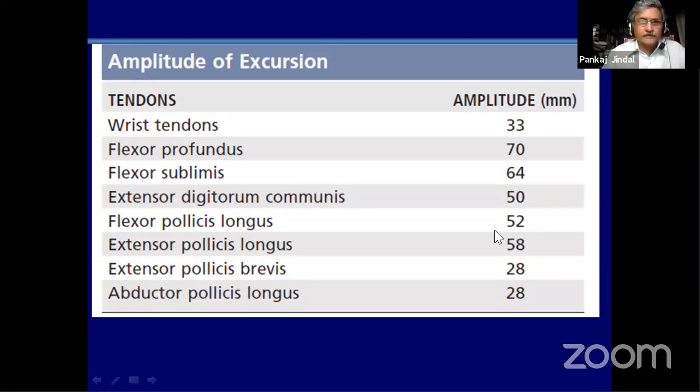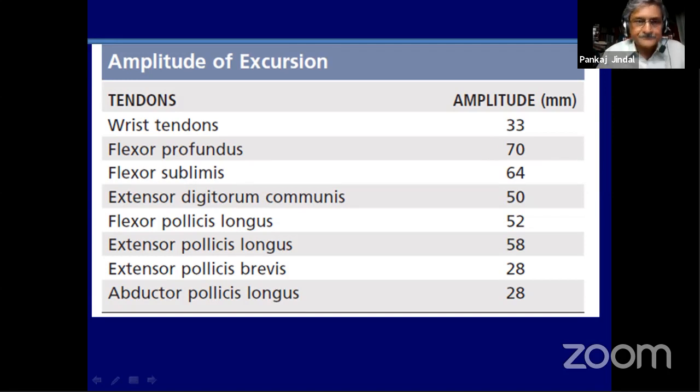Next thing we talked about was the amplitude of the excursion. There are various muscles which have a variable amplitude. Like the wrist extensors have an amplitude of about 33 millimeters, whereas the profundus has an amplitude of 70, which means if you are using wrist extensor to power the finger flexor, you will get only about 50% of the excursion. But you have no other choice, and therefore you should warn the patient that you will be getting a 50% function based purely on the tendon transfer. Rest will come somewhere else.